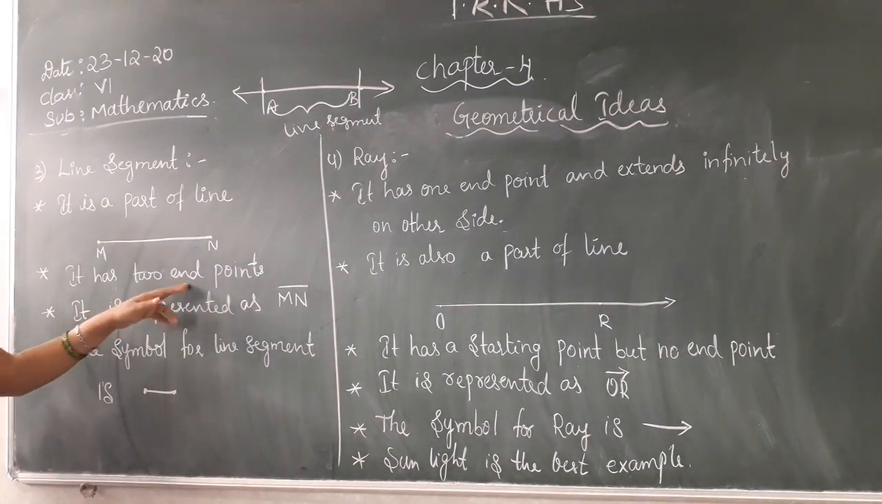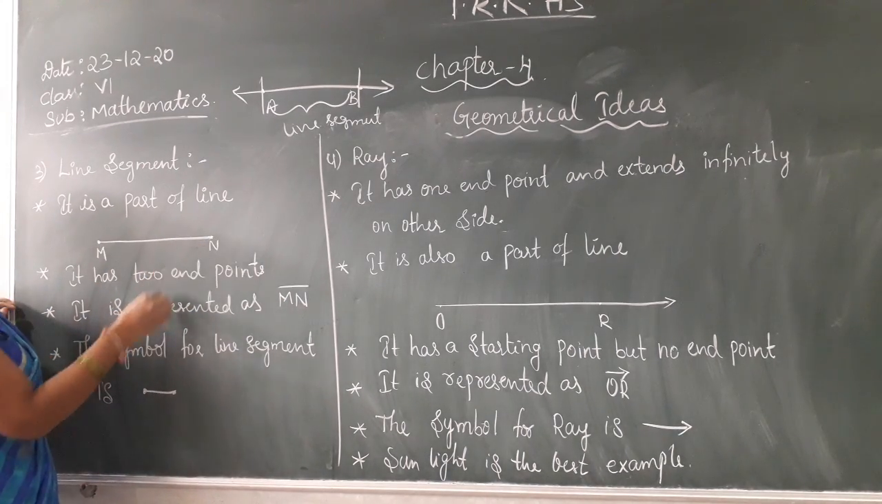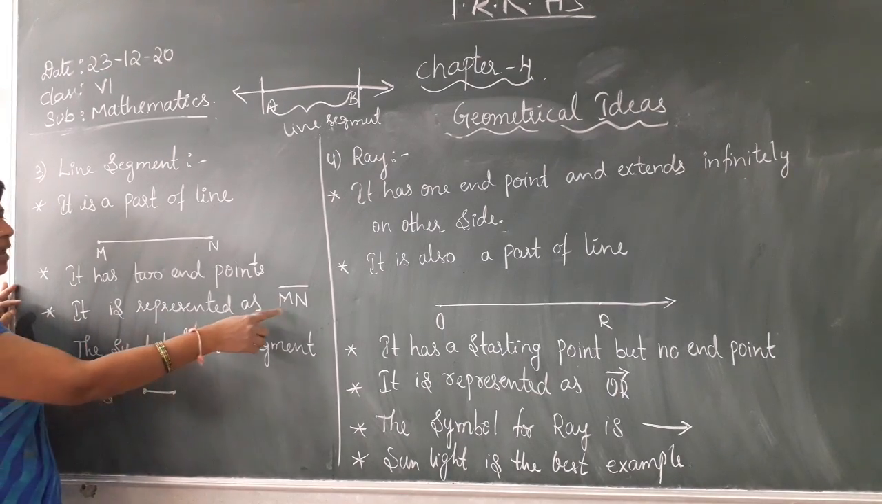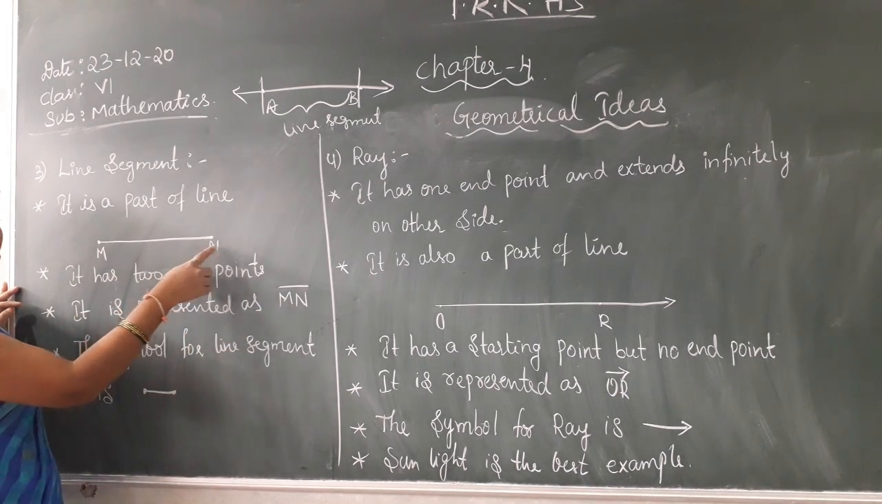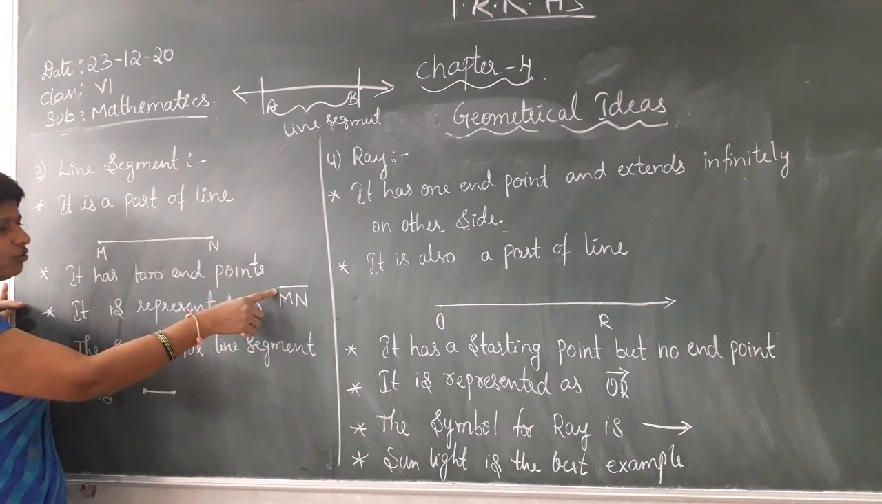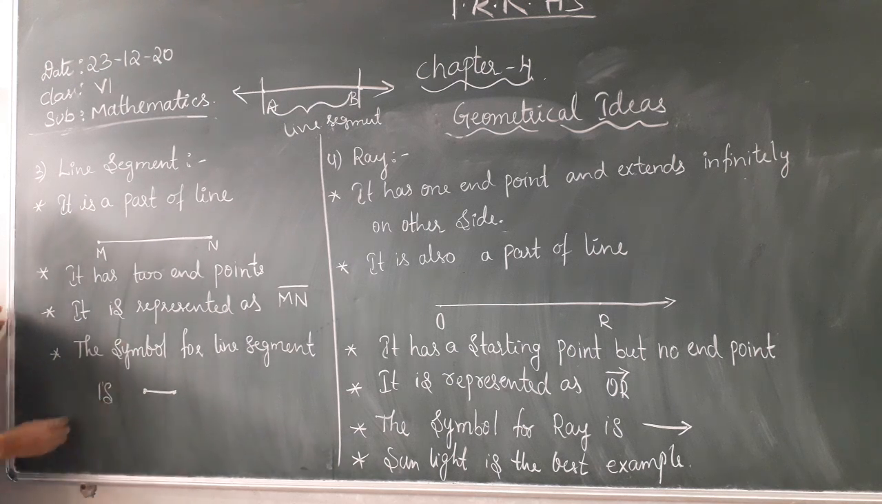Now it has two end points. Yes, this is your starting point and this is your ending point. It is represented as MN. You have to write MN together and the symbol must be written on the top. And the symbol for a line segment is this one.